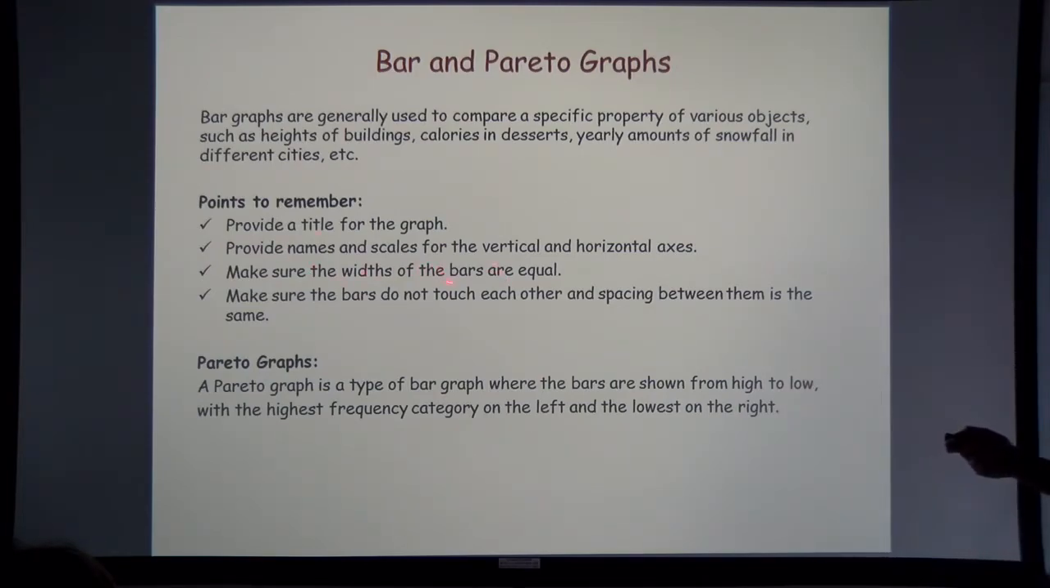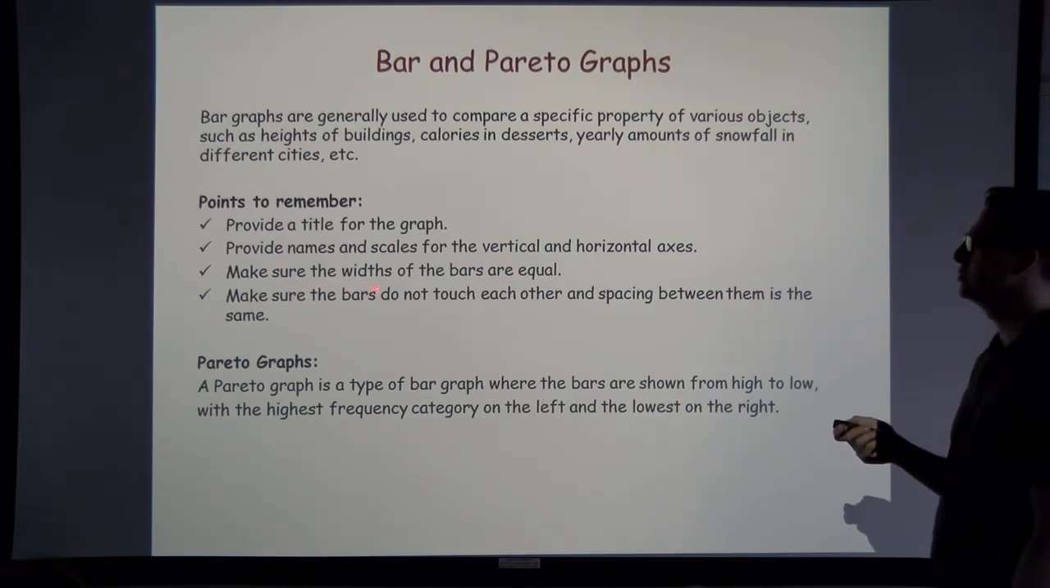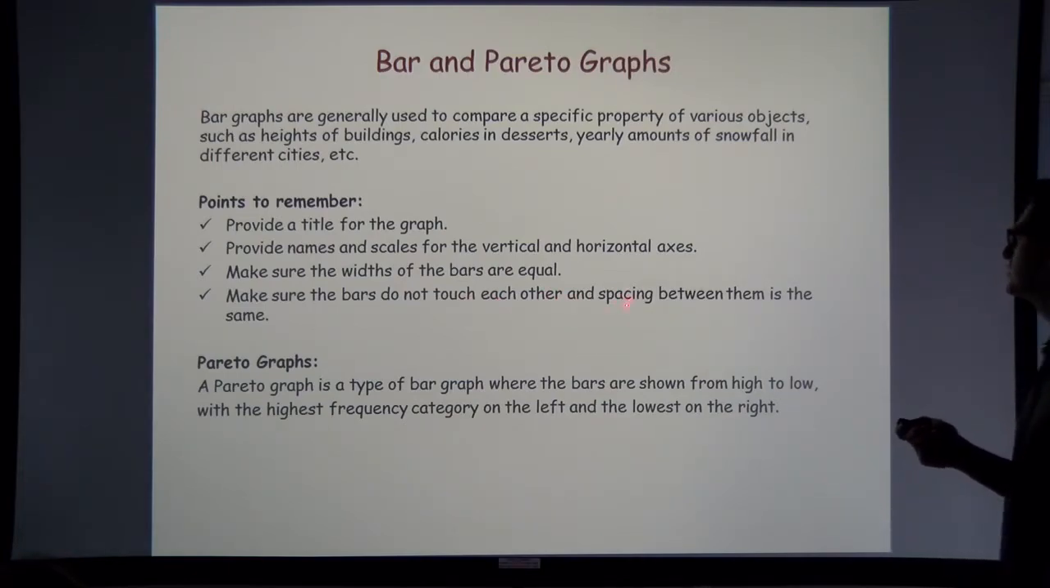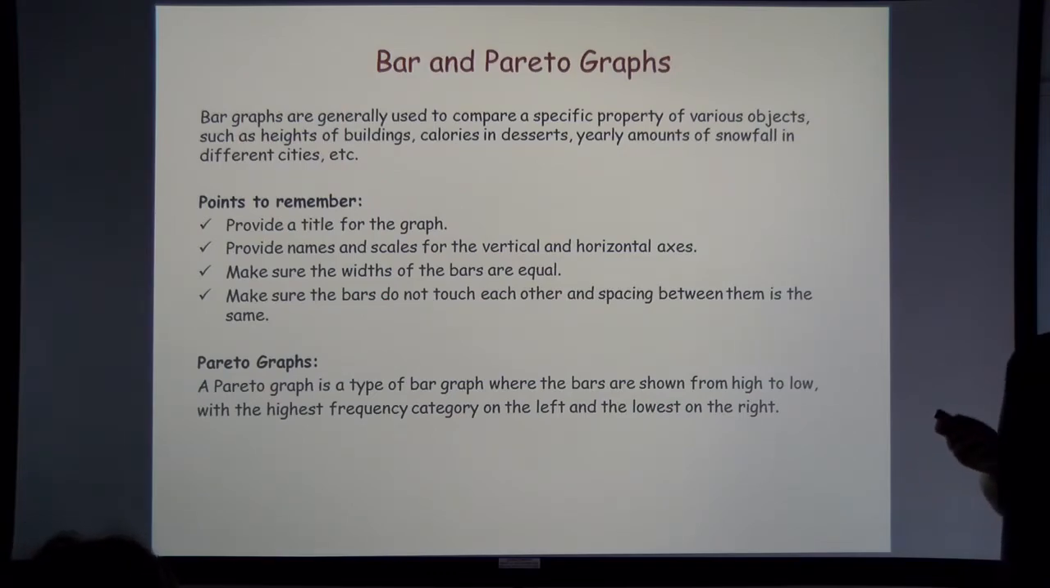The third thing, make sure the widths of the bars are equal. Nobody wants sloppy graphs. And the last thing, make sure the bars do not touch each other and the spacing between them is the same. The only time your bars are going to be touching each other is when you're dealing with histograms, which I believe we get to in this presentation.